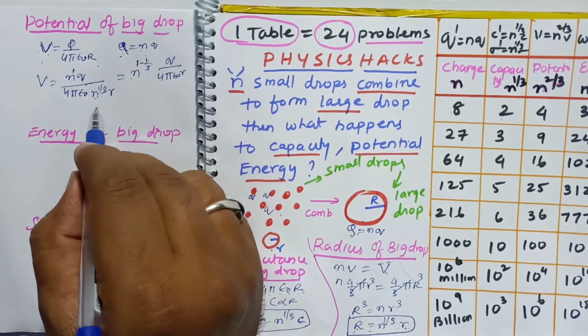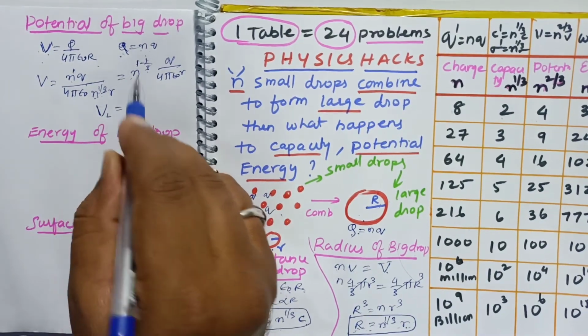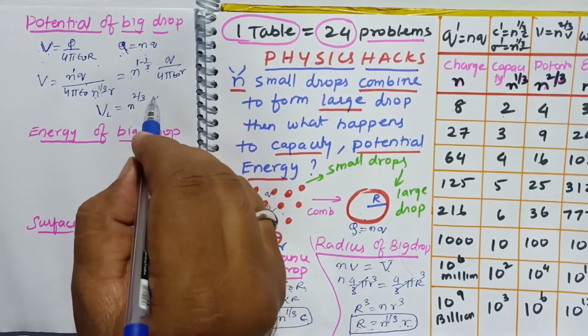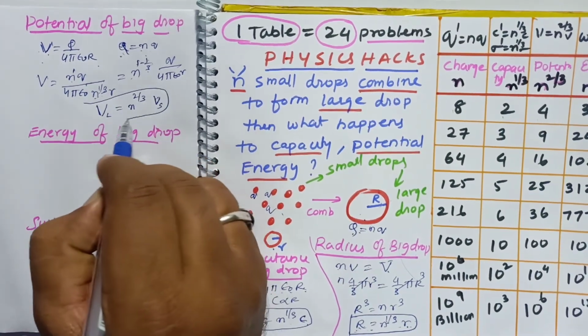With this, what are you going to understand? Potential of the larger drop is equal to n power 2 by 3 times the potential of the smaller drop here. So we got the relation for the potential also.